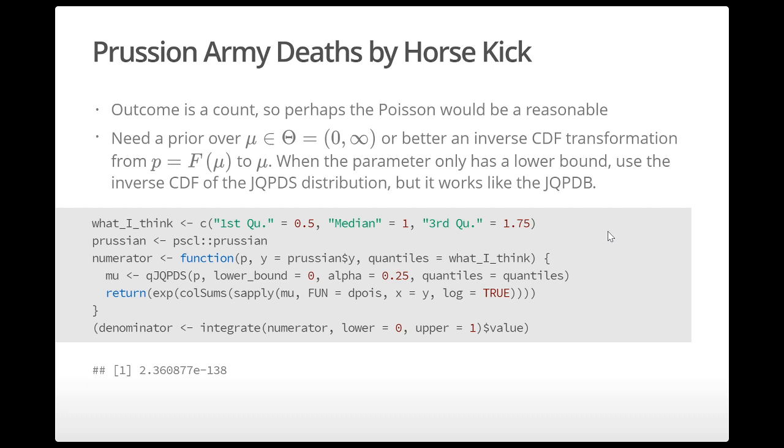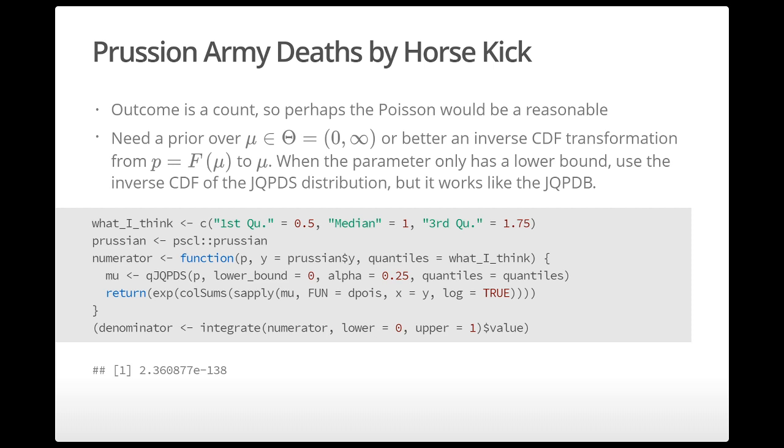Get the data set from the pscl package. And then the numerator of Bayes' rule can be evaluated for any p and the observed y and whatever specified quantiles I want by evaluating this transformation to get mu, and then using the dpois function for the likelihood of mu, again evaluated only at the data points that we have, but potentially evaluated at any positive mu.